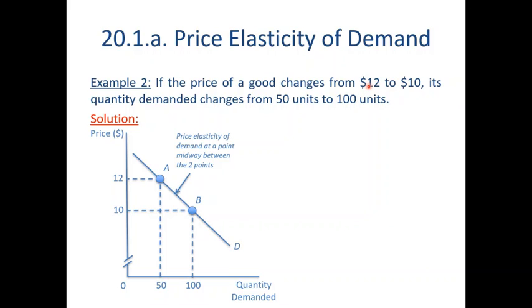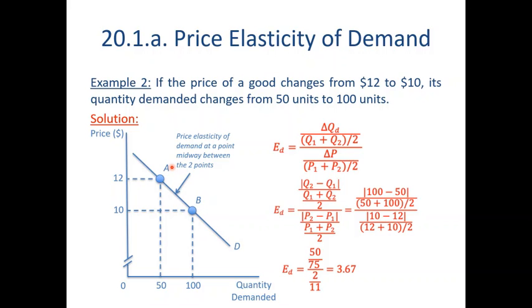So we basically draw the coordinates of the 2 points, Q1 and Q2, and price 1 and price 2. We have A, its coordinates are price 1, which is 12, and quantity demanded 1, which is 50. And we have B with the coordinates price 2, 10, and quantity demanded 2, 100. From these points, we can draw the demand curve. Now, if we want to calculate the price elasticity of demand between the 2 points A and B, as we mentioned before, we're calculating for the midpoint between both.